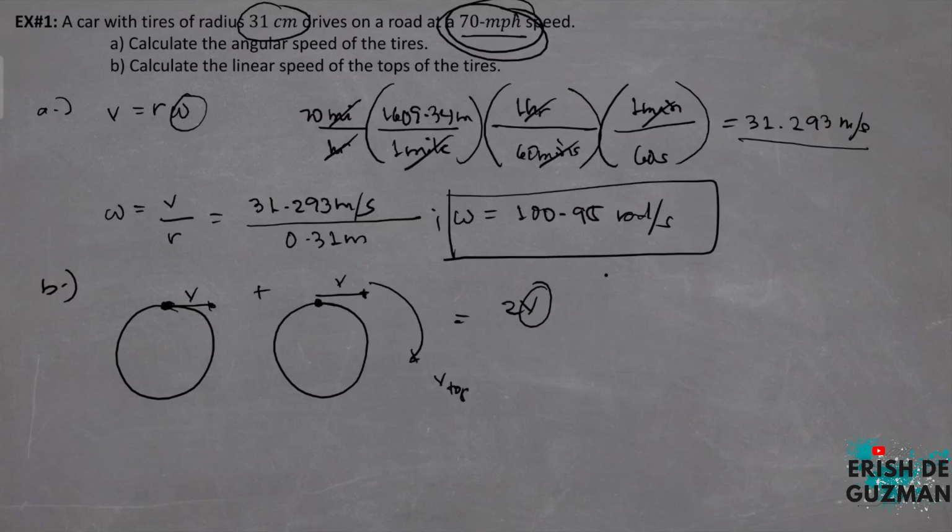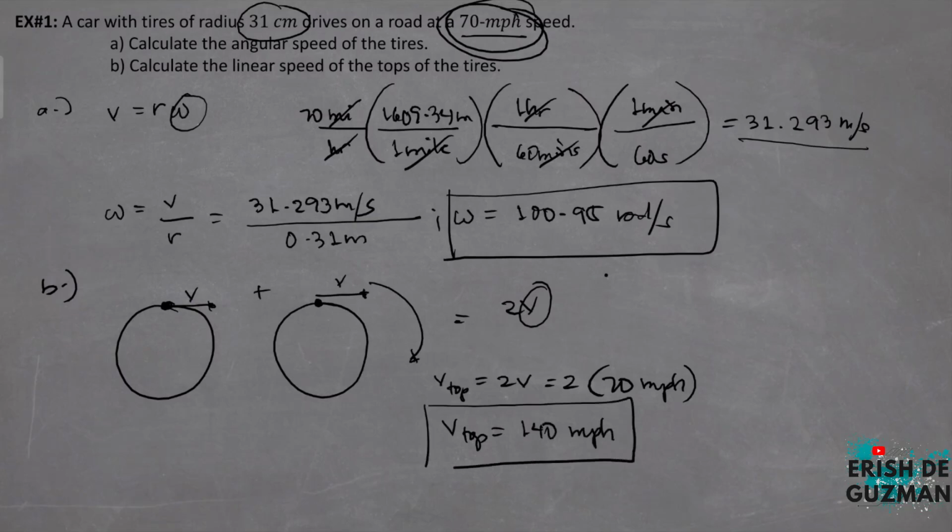Velocity at the top of the tire is equal to simply 2 times the velocity. And this is 2 times the 70 miles per hour. Velocity at the top is equal to 140 miles per hour. Now, kung ang required sa atin is meters per second, ang kanyang unit, simply gagawin lang ulit natin itong conversion na to. And this is example number 1.